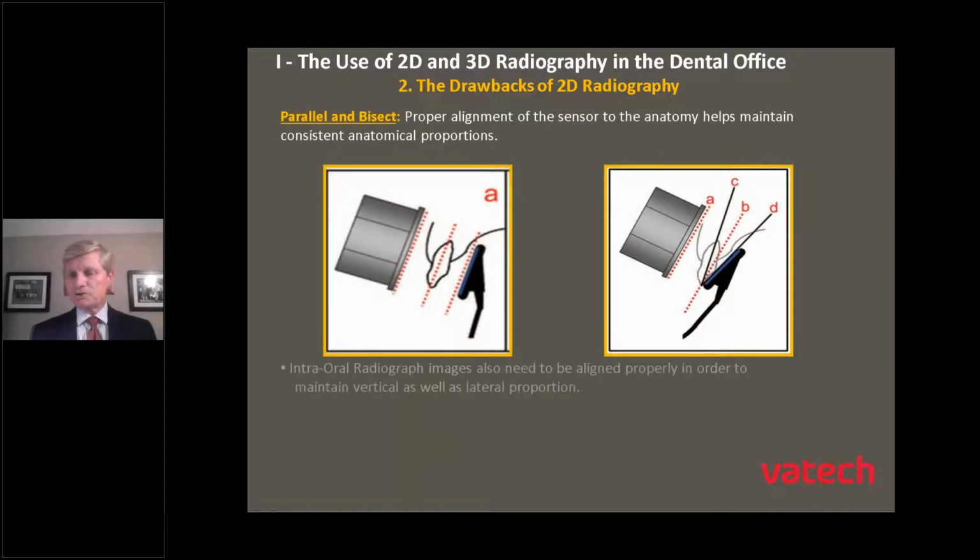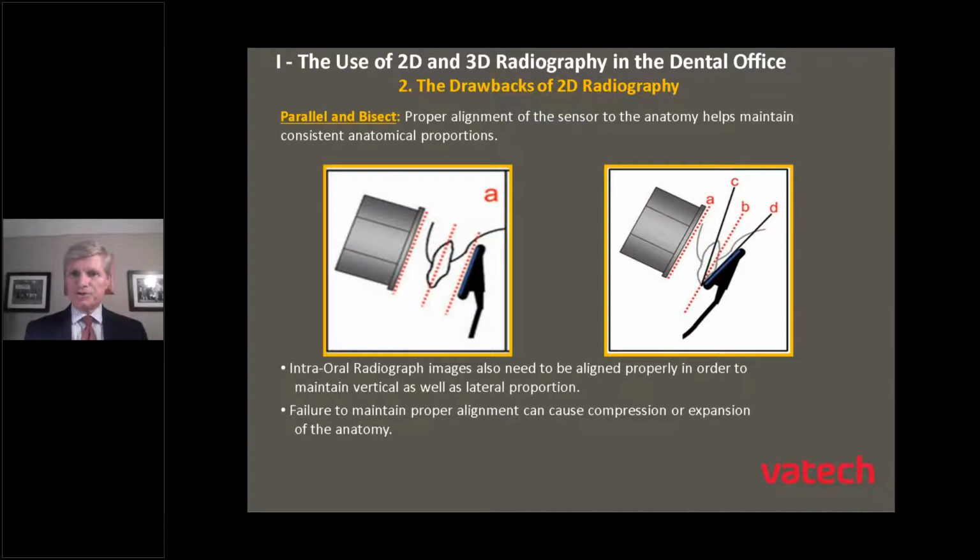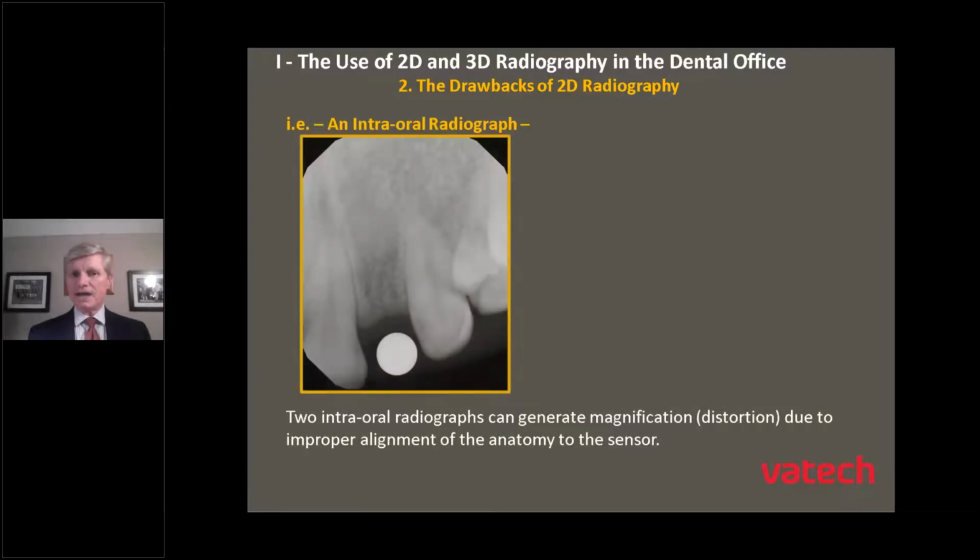When we start talking about intraoral sensors, everyone I'm sure is familiar with the proper alignment, whether using a parallel technique or a bisecting technique. Again, it's all because we want to help offset how much foreshortening or lengthening you're going to see of our anatomy.